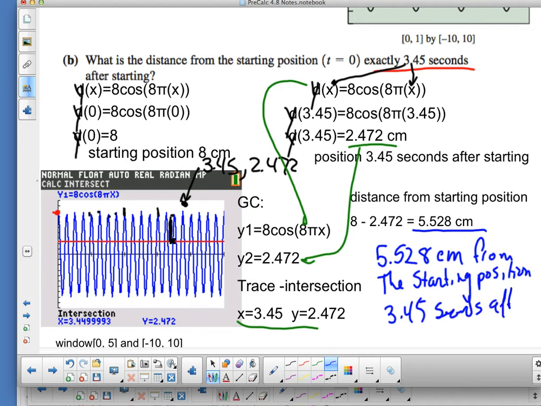After the start. Okay, and that's the end of my answer there. So let's go on to our next problem.